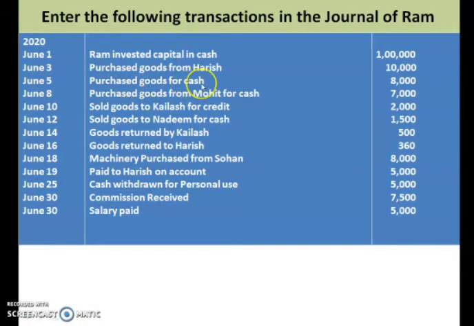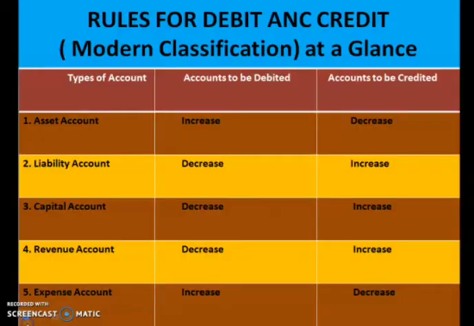Purchase goods for cash. You have purchased some goods and you have spent cash for that, 8,000. Tell me the journal entry. Purchase account will be debited. And because it is a cash purchase, what is going out or what is decreasing? Your cash account is decreasing. So cash will be credited.